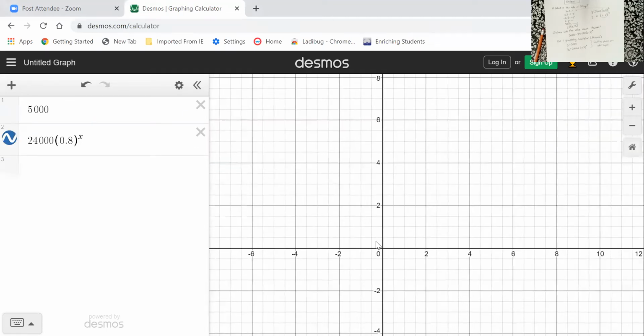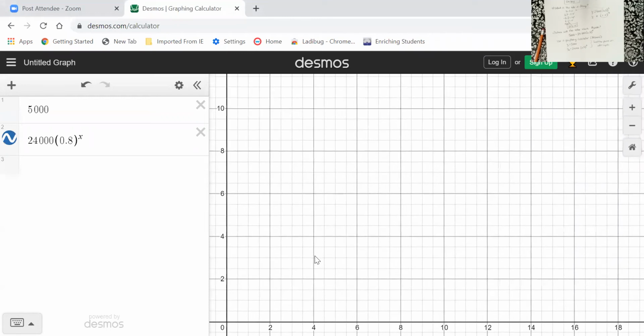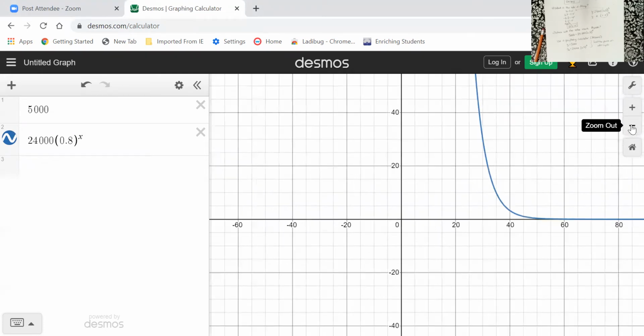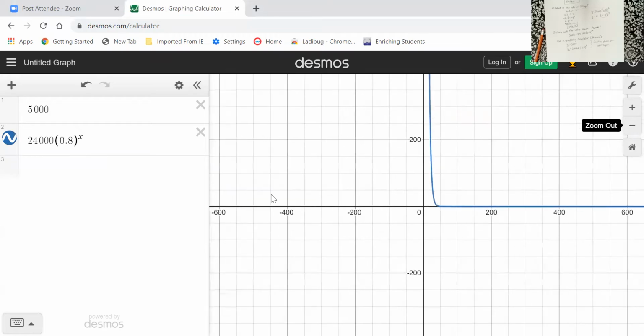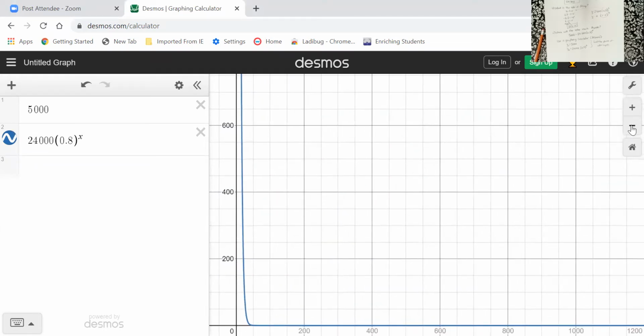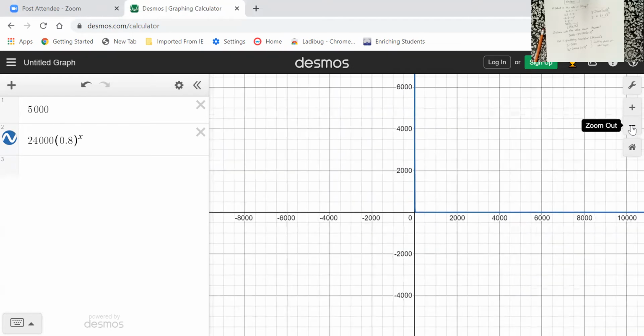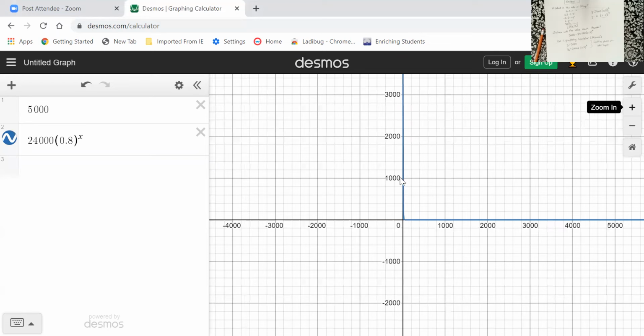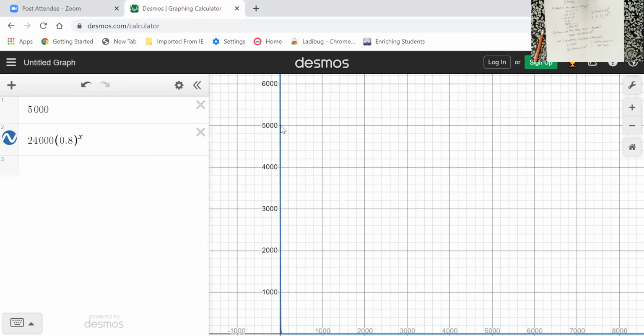Now, if you notice, it's not popping up here. The reason why I'm shifting it to the right is because my time has to be positive. I'm going to have to zoom out, and I basically have to find out when the y value equals 5,000. Okay, so there's 5,000. There's 5,000 right there. I want the y value to be 5,000.